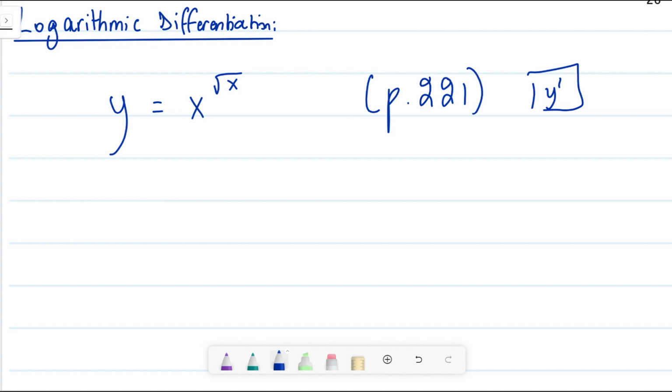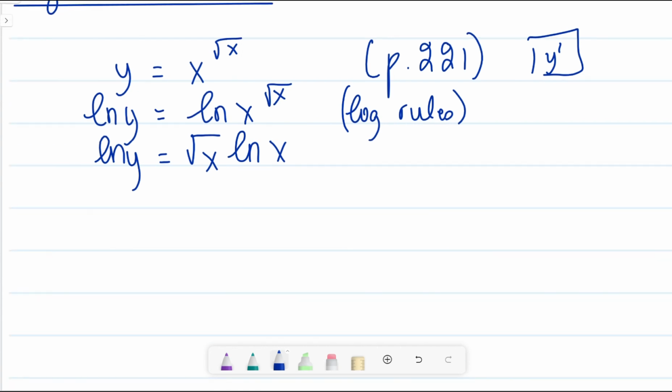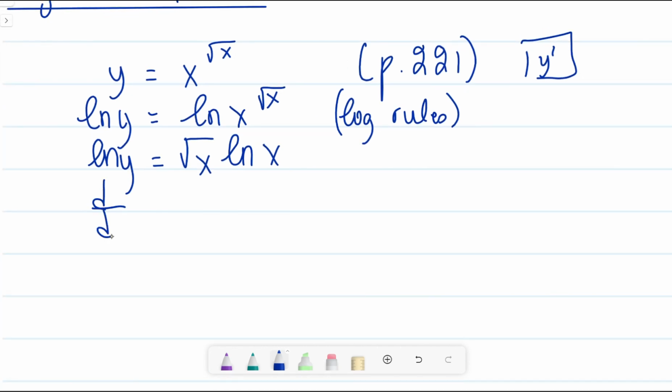Before differentiating each side, because how do we differentiate x to the power of square root of x? This is something new, so we will learn it now. First of all, we take the ln of each side, and using log rules, we can drop the power and get square root of x, ln of x. And now we differentiate each side.